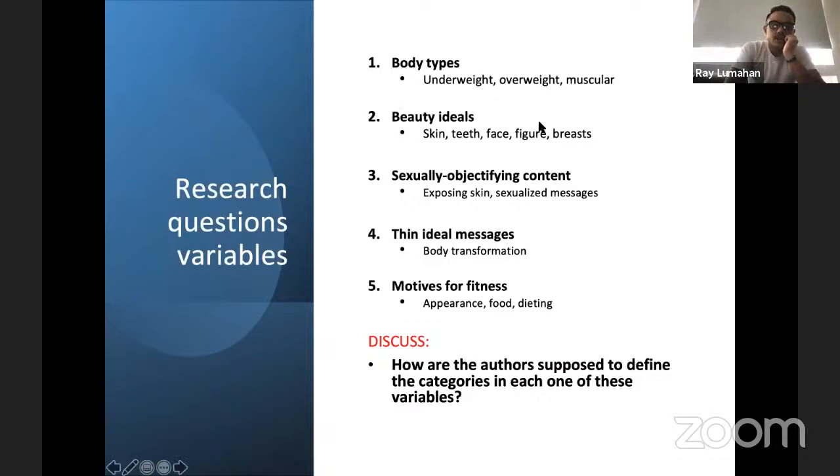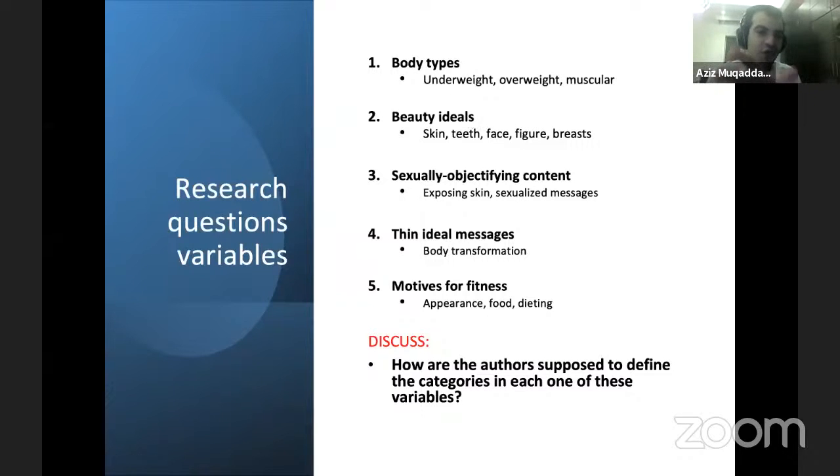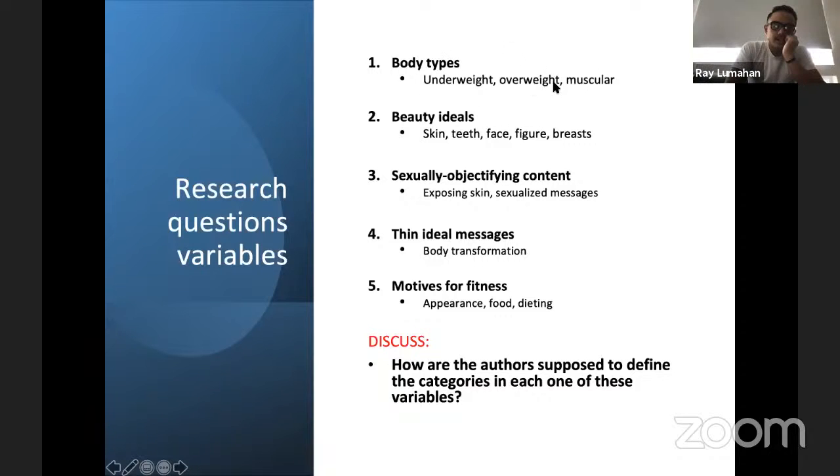So are you asking how we're going to evaluate if someone is underweight, overweight, or muscular? Is that what you're asking, Professor? Yeah, that's exactly what I'm asking. If you're conducting this analysis, how are you going to define or decide who's underweight, who's overweight, and who's muscular? You're looking at images. How are you going to decide?